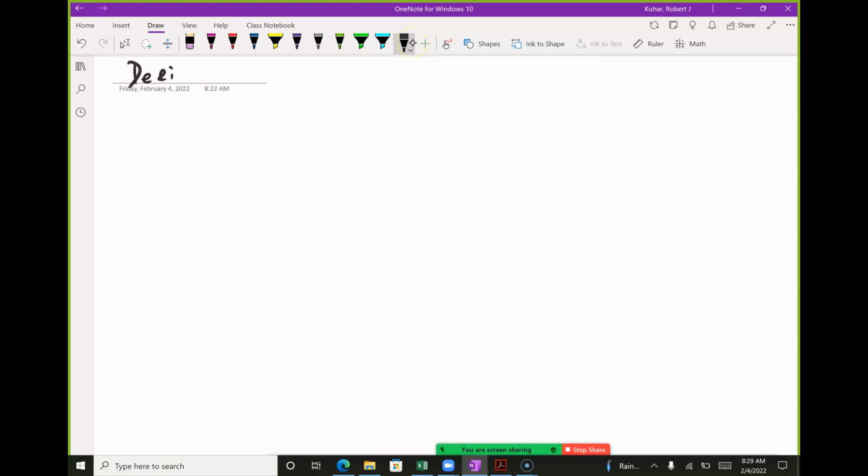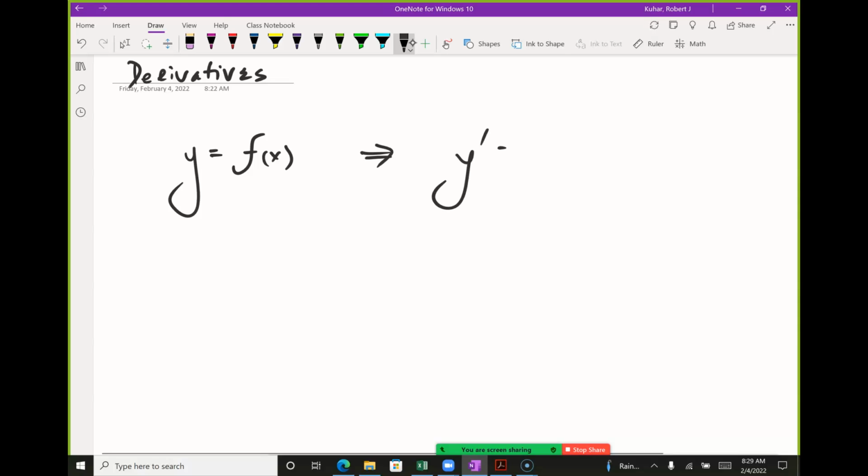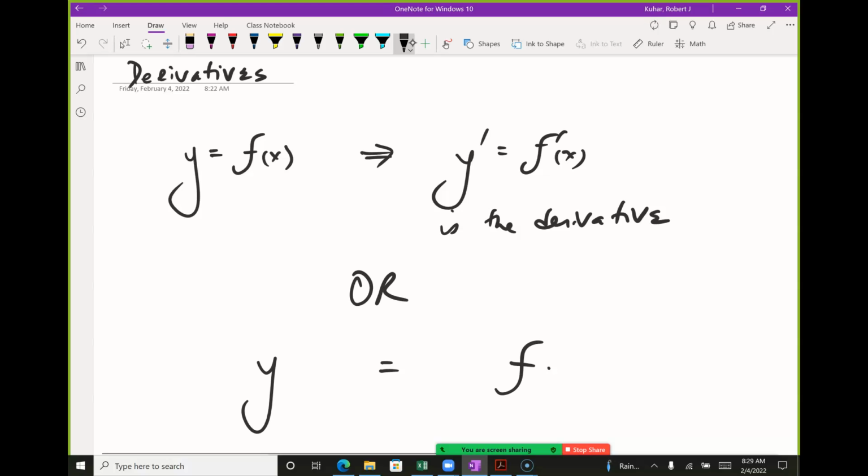So we're talking about derivatives. So the notation, right, if y equals f of x, y prime equals f prime of x is the derivative. There's another way I could say it as well, and that is I could say y equals f of x and put in the operator of taking the derivative, which is d dx. d dx is how I say it. d dx is the derivative operator.